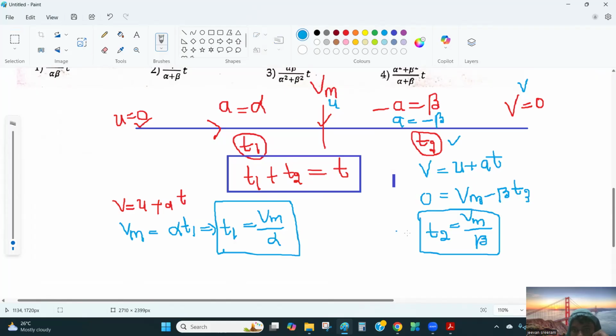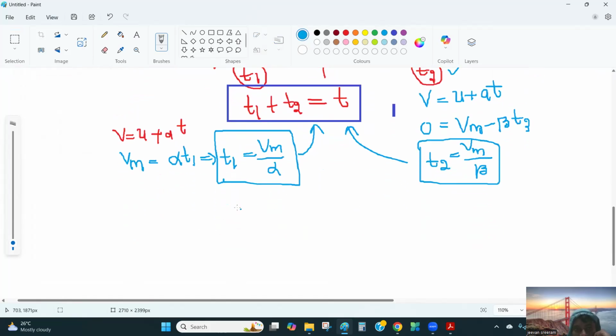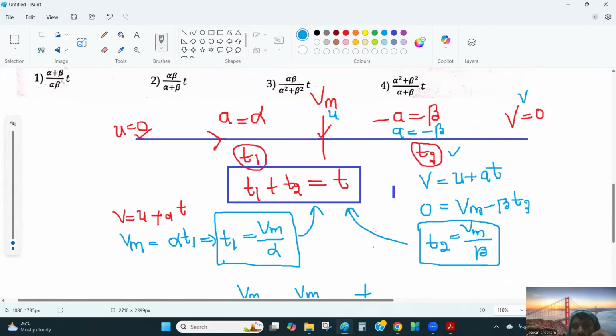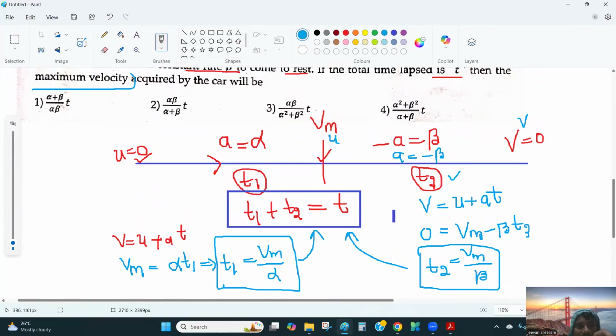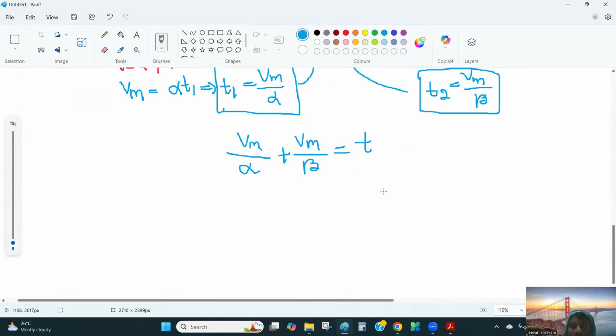Now just substitute these two in this equation. T1 value Vm by alpha, T2 Vm by beta, so Vm by alpha plus Vm by beta is equal to T. The question is asking to find out the maximum velocity in terms of the given parameters. So yes, you can actually find it out.